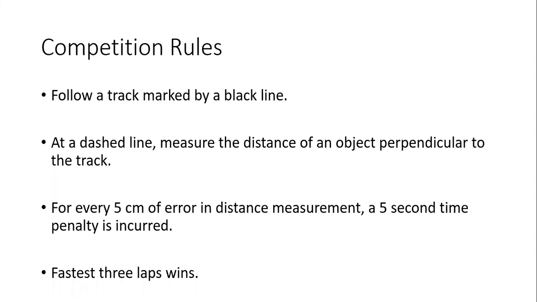Our goal was to follow a track that is marked by a black line on a white surface. Along this track, there is to be a sequence in which our robot enters a ranging algorithm. This is to occur at a dashed line that is perpendicular to the track, upon which it is to face an object on that track and determine the range that that object is positioned at. Every 5 centimeters that the robot is off will result in a 5-second time penalty. It was determined that the fastest of 3 laps would win this competition.